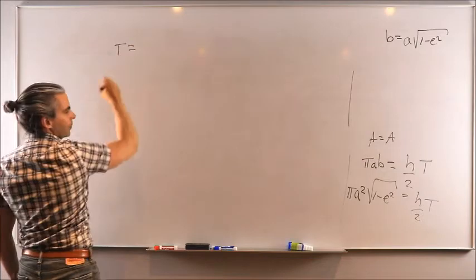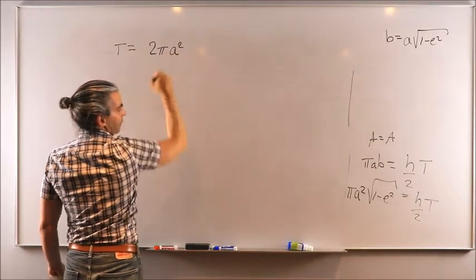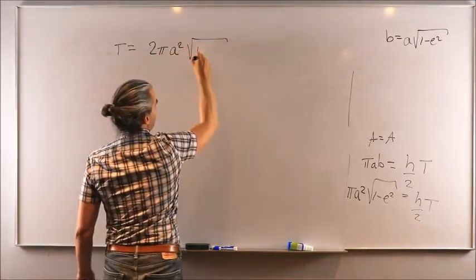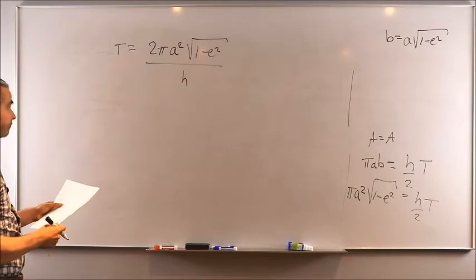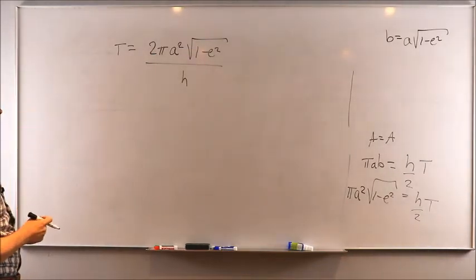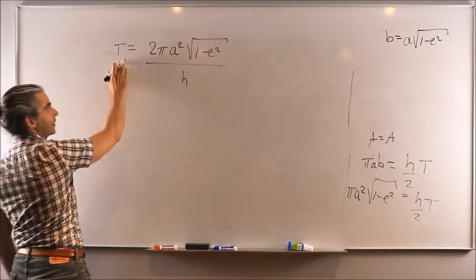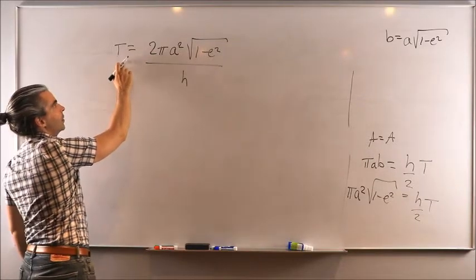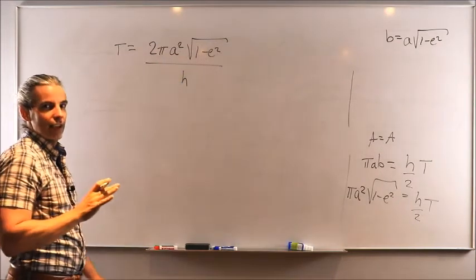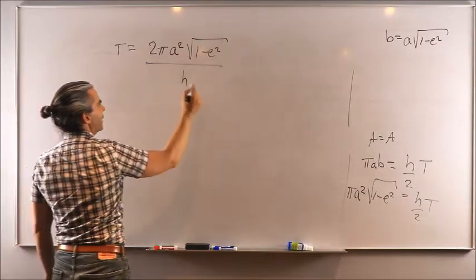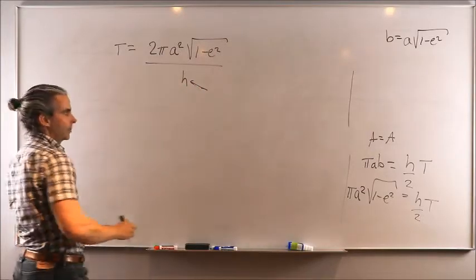So T, the orbital period, will be equal to 2 pi A squared, square root of 1 minus E squared, over H. We don't see that relationship yet, right? Because if we were to take the square of that side, we get the square of the orbital period proportional to the semi-major axis to the power 4. That's not exactly what we want. So it means that A is probably buried also within this variable, which is the orbital angular momentum H.